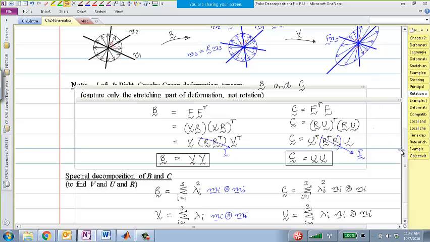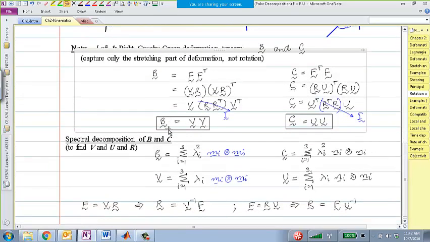by basically noting, first of all, that the B tensor, which was F F transpose, is equal to V squared. So if I calculate the eigenvalues and eigendirections of the B tensor, then the eigenvalues of the V tensor would be the square root of that, and the eigenvectors would be the same. Similarly for U, if you know the C tensor, you can calculate its eigenvalues and eigendirections, and the U tensor has the same square root of the eigenvalues and the same eigenvectors. And once you have V or U, you can use the expression for F to calculate the rotation tensor.